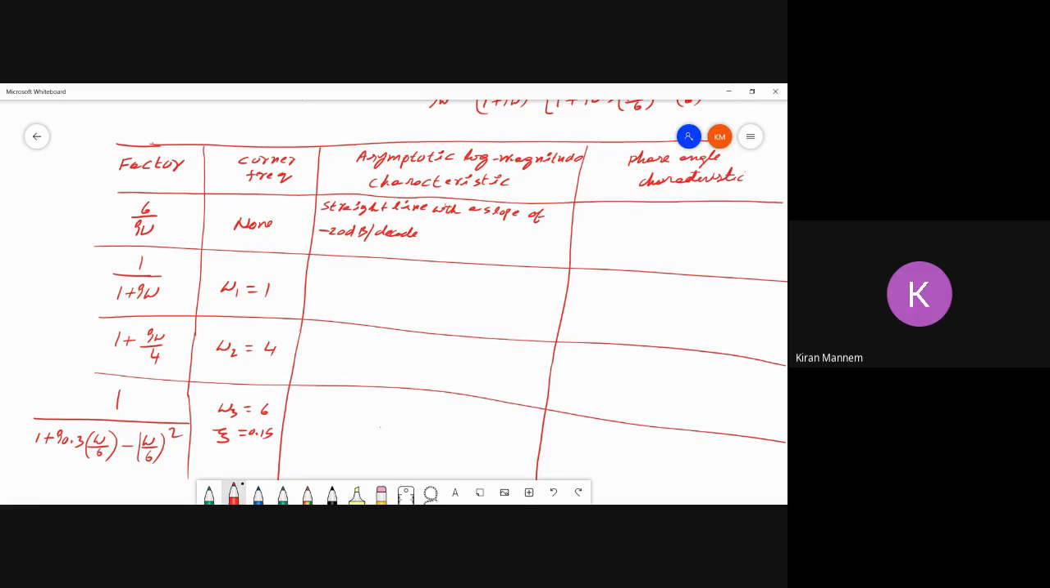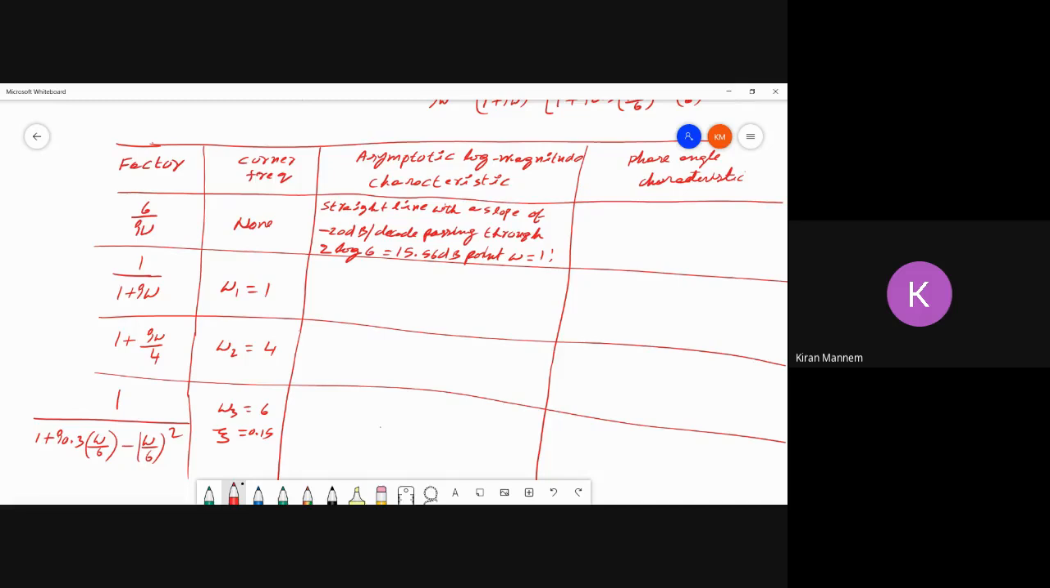So per decade, what is the value at omega passing through the value 20 log 6? The value is 15.56 dB at omega equal to 1. Right? So if you have any questions at this point, you can ask.